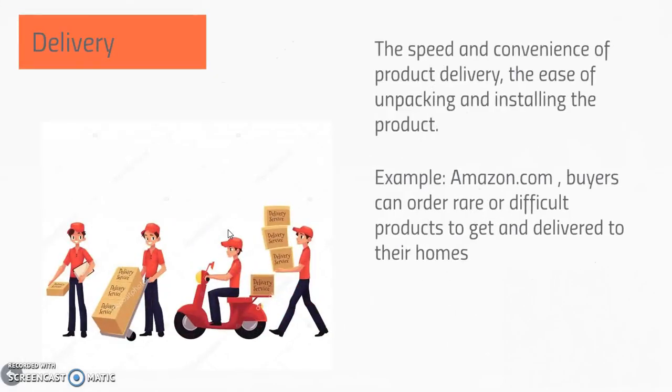Second is delivery. The speed and convenience of product delivery, the ease of unpacking and installing the product. For example, Amazon.com. They allow buyers to order rare or even difficult-to-get products and deliver them into the house.